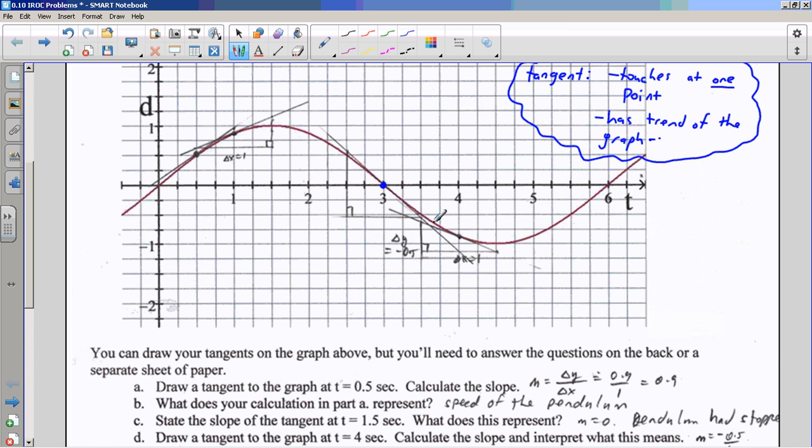Notice that when I drew the tangent, part of the graph was below the tangent, and part of it was above the tangent. For all the other tangents, the graph was either below the tangent, or over here, the graph was above the tangent, right? I draw a tangent here, and the graph is above the tangent. But for this one, it kind of splits it in half, right?